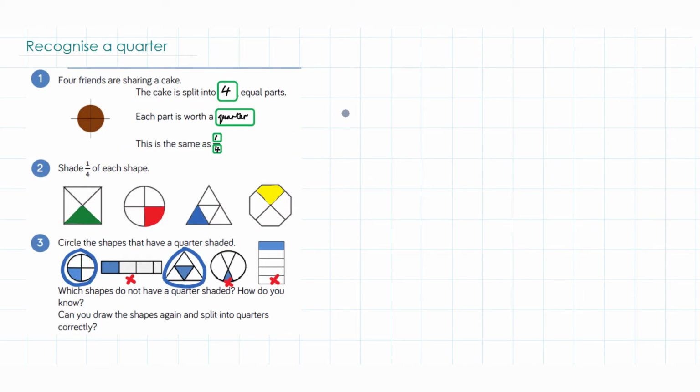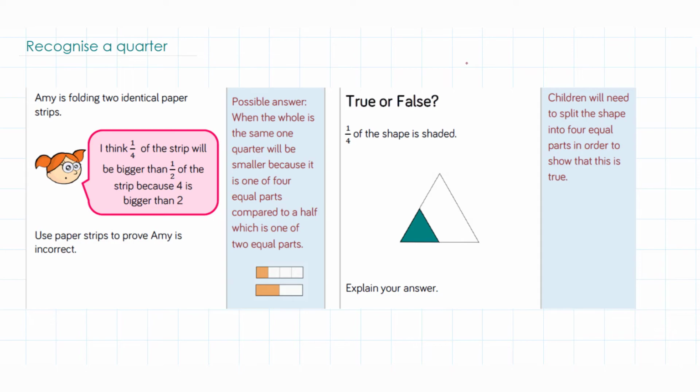Here are my answers to the first 3 questions. I hope you came up with something similar. For number 2, as long as you've shaded in 1 part, then you will have shown 1/4. And for number 3, I haven't written my explanations or drawn the new correct versions, but I hope you came up with sensible answers for those. Maybe the parts weren't equal or there weren't 4 equal parts. And for the 2 problems, here are some possible answers. I hope you came up with something similar.